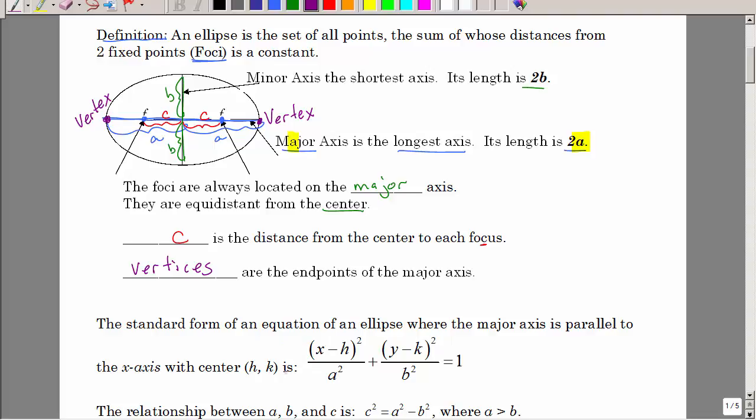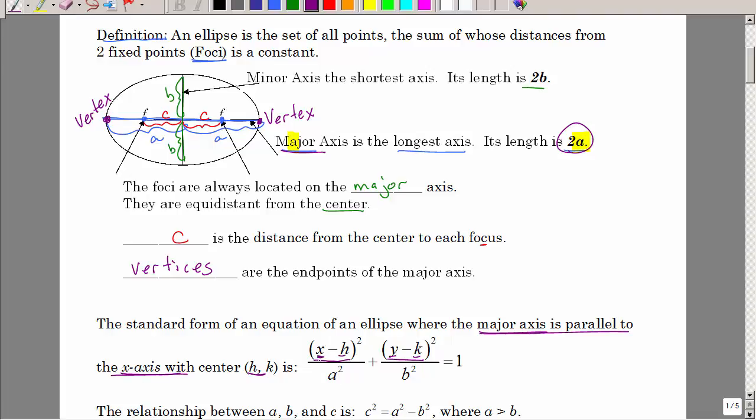We have an equation of the ellipse where the major axis is parallel to the x-axis, again with the center (h, k). That should sound familiar. (h, k) was the vertex of our parabola. Here we have the center. Also, same type of thing, we have those minus signs. They're grouped together. h goes with x, k goes with y, alphabetical. a goes with the major axis. So that's why the major axis is parallel to the x-axis, because the bigger number is underneath x.